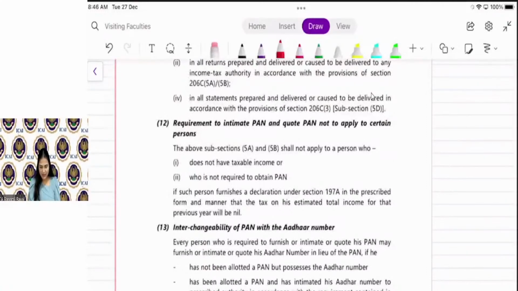Requirement to intimate PAN and quote PAN not to apply in certain cases. These rules are not applicable in case you do not have taxable income or are not required to obtain PAN, that is the non-resident or the person. Okay, so if you have zero income, then it is not mandatory for you to apply for PAN.